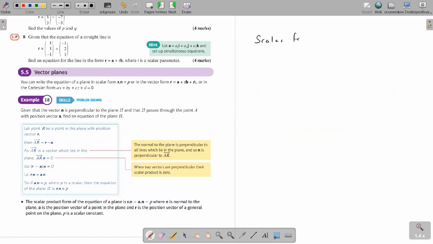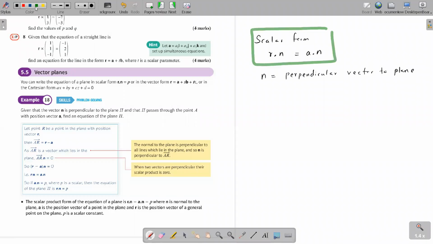The scalar form for the equation of the plane is r dot n equals p, where r represents a general point on the plane. N is a perpendicular vector to the plane. Actually, not p, we should write r dot n equals a dot n, where a is a position vector on the plane.